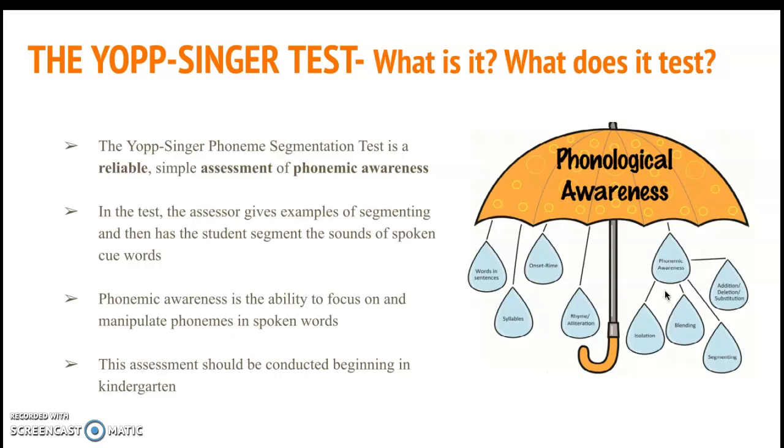You'll see in this little umbrella to our right that phonological awareness covers multiple different subjects such as onset and rhyme, syllables, words and sentences, rhyme, alliteration, phonemic awareness. Altogether, we have isolation, blending, segmenting, and addition and deletion and substitution of sounds in different words. So it covers a lot, but it's going to test everything that is under the umbrella there.